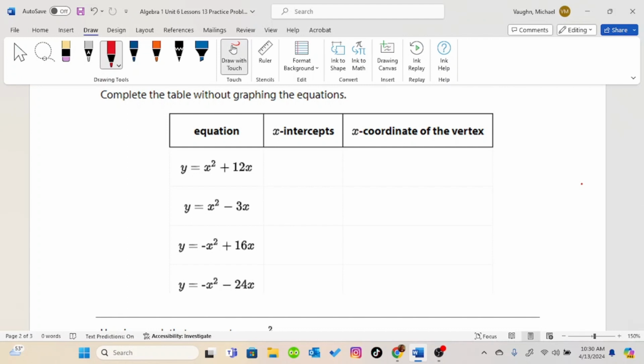Complete the table without graphing the equations. So on our first one, I'm going to factor out an x. X squared divided by x equals x, and 12x divided by x equals 12. If x is my factor, then my x-intercept is 0, 0. If x plus 12 is my factor, then negative 12, 0 is my x-intercept. The x-coordinate of the vertex is halfway between those intercepts. Halfway between 0 and negative 12 is negative 6.